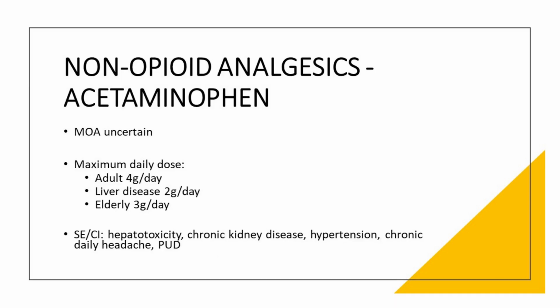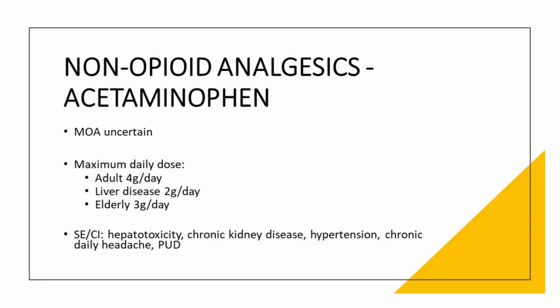Moving on to the non-opioid analgesic acetaminophen. Acetaminophen is used mainly for acute pain. It's not used for chronic pain. There is limited data on that. The mechanism of action of acetaminophen is uncertain. We're not going to go into that.